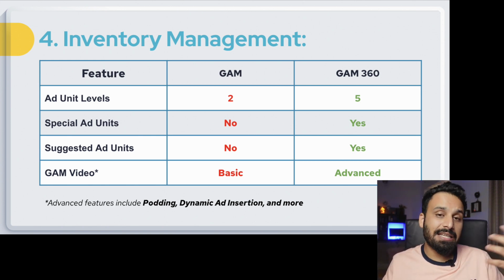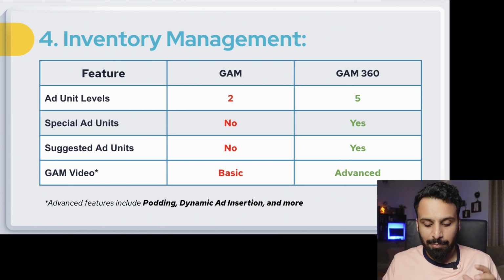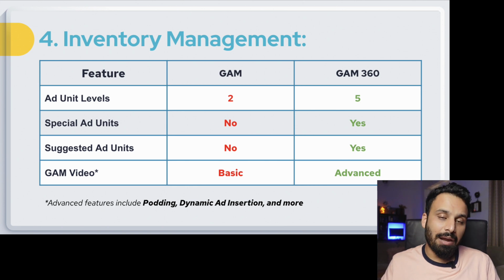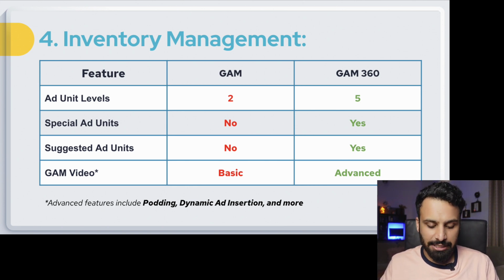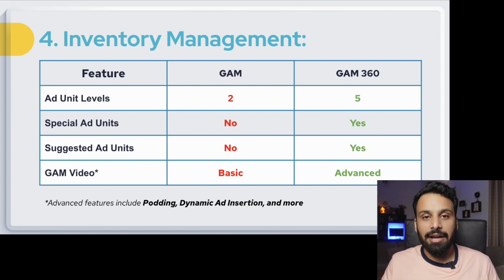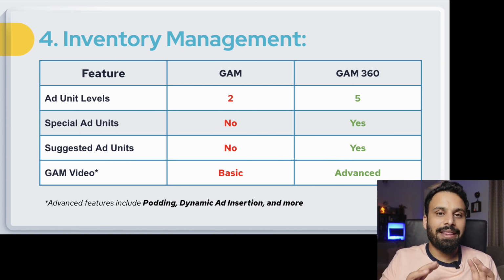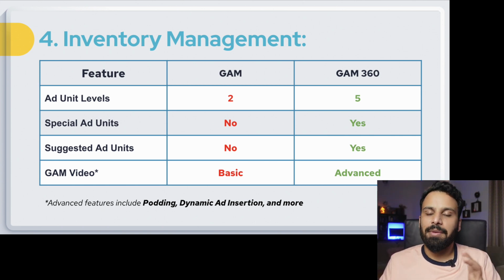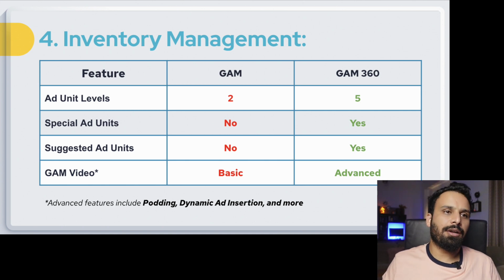This feature, we will discuss in a lot more detail later, but this feature is not available in Google Ad Manager, but available in the 360 version. It's called special ad units. The next one is suggested ad units. Now, big publishers, when they have websites, because there are website development teams who do all the tagging, sometimes there are maybe typos or they don't want to do so.